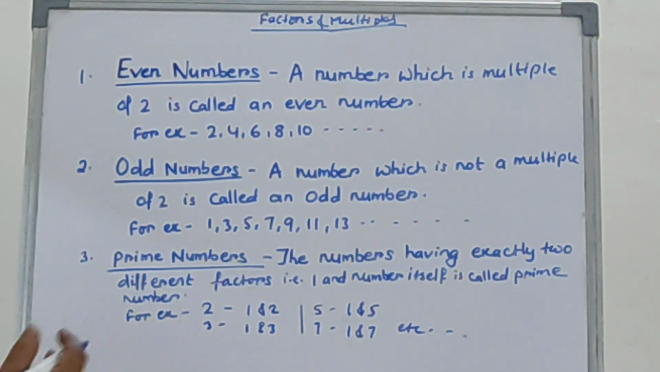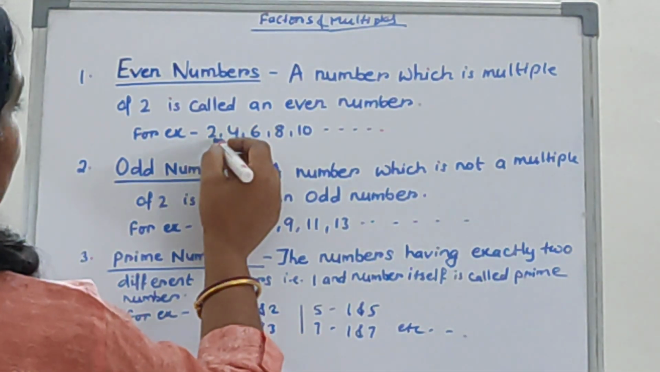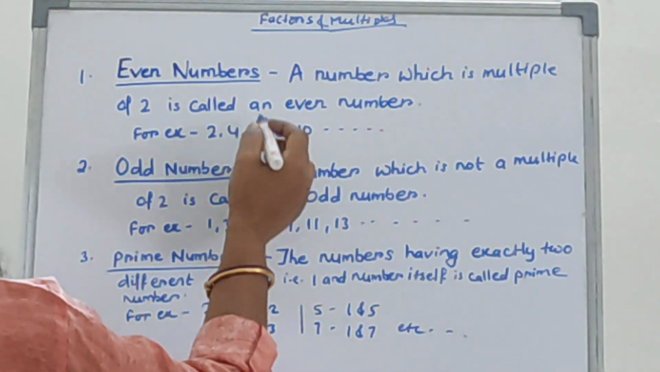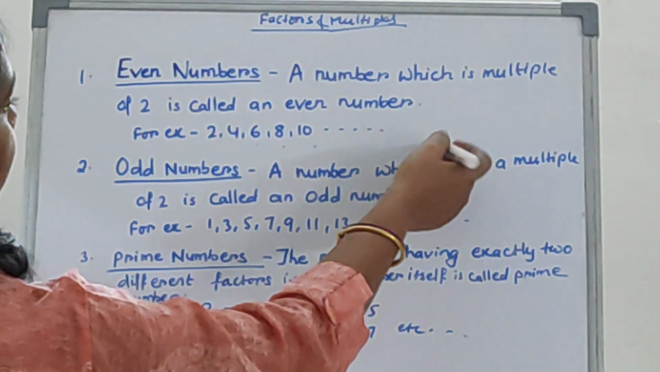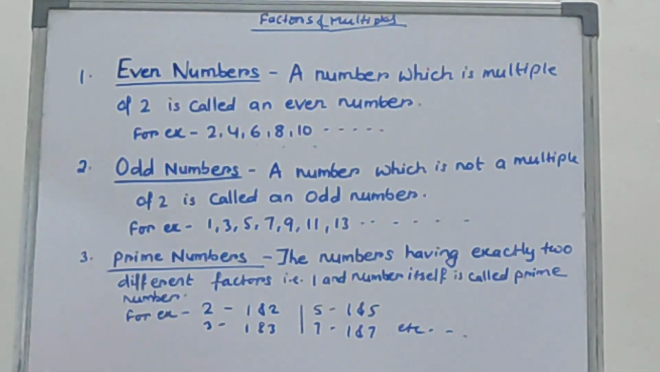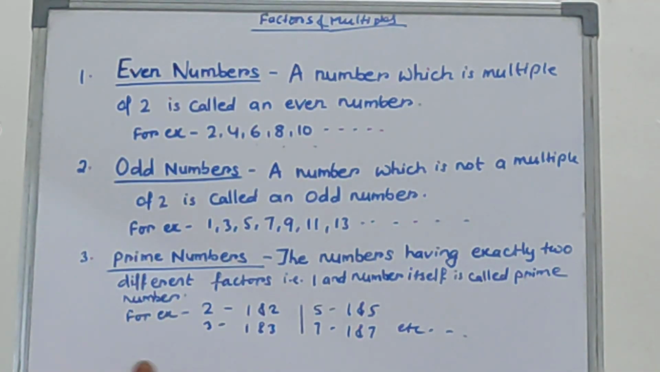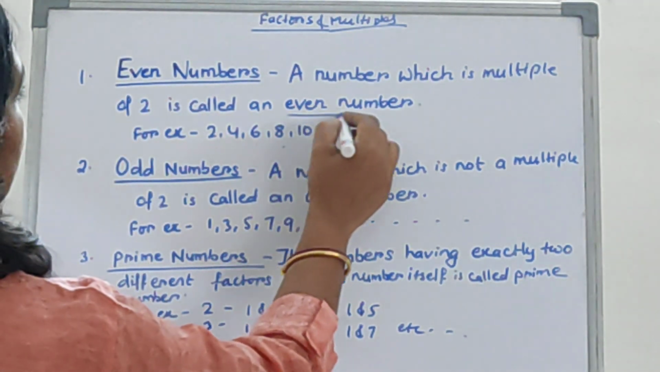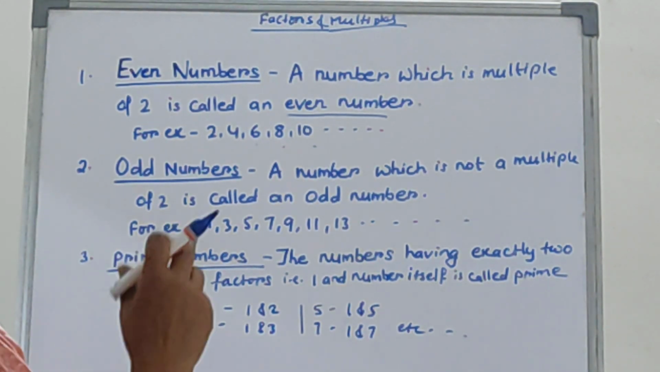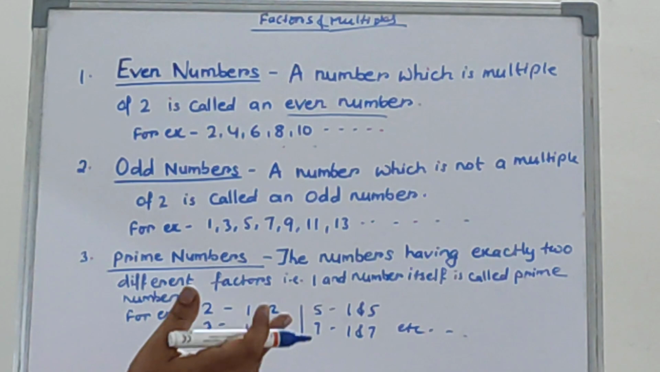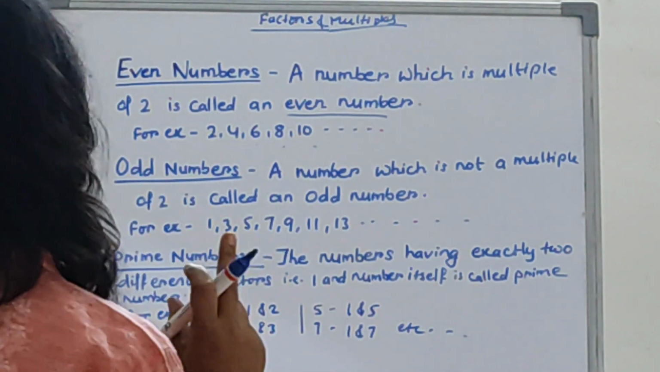So what is a multiple of 2? Just learn the table of 2. 2 1s are 2, 2 2s are 4, 2 3s are 6, 2 4s are 8, 2 5s are 10, 2 6s are 12, 2 7s are 14, like that. Those numbers which are multiples of 2 are called even numbers. In the last class we learned what multiples and factors are. If you don't know or you forgot, just quickly see that video also.